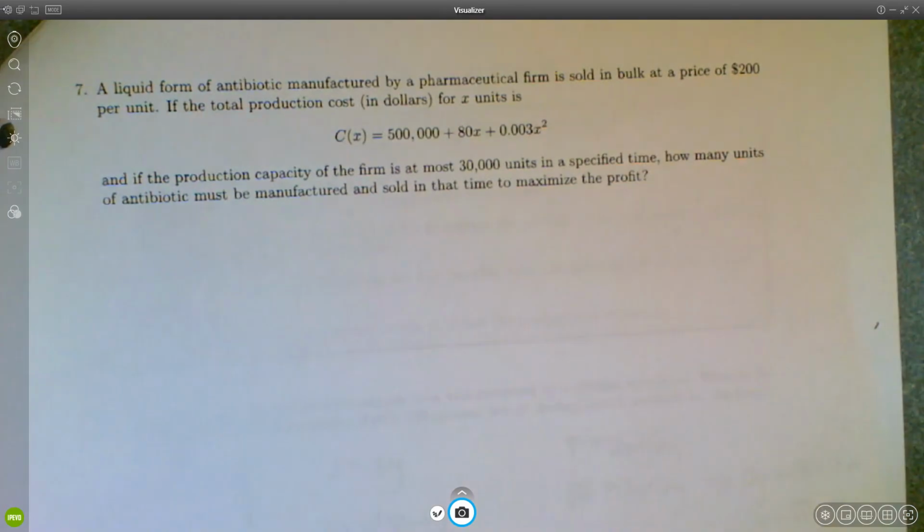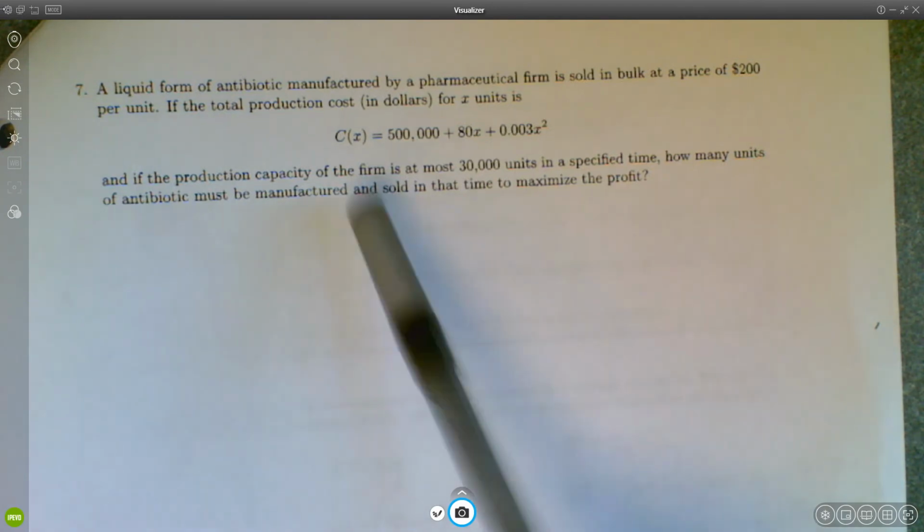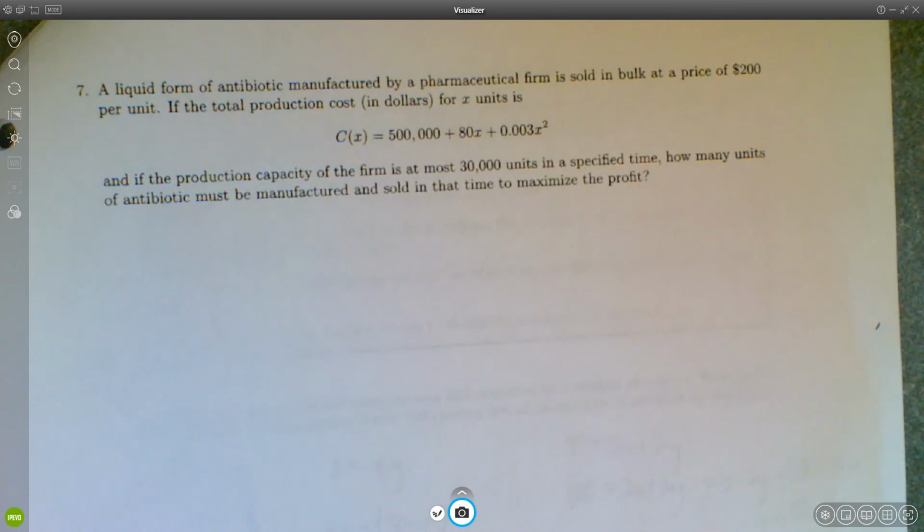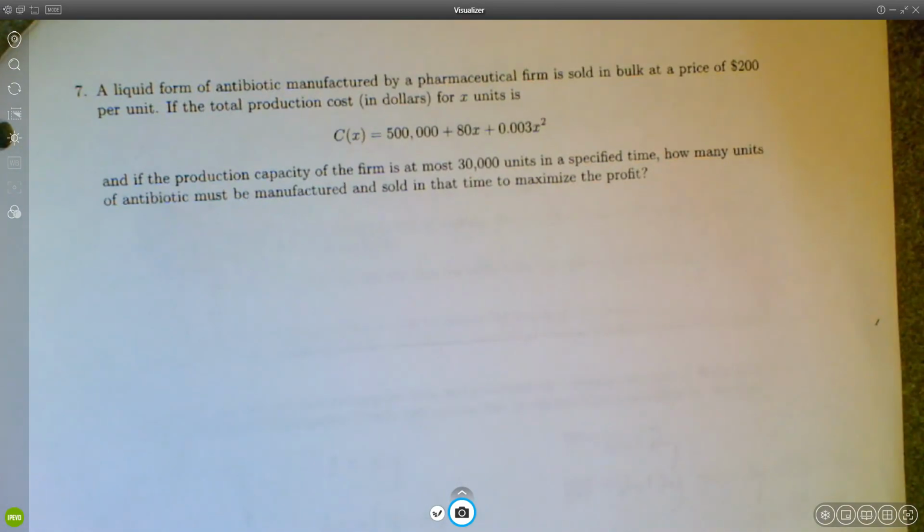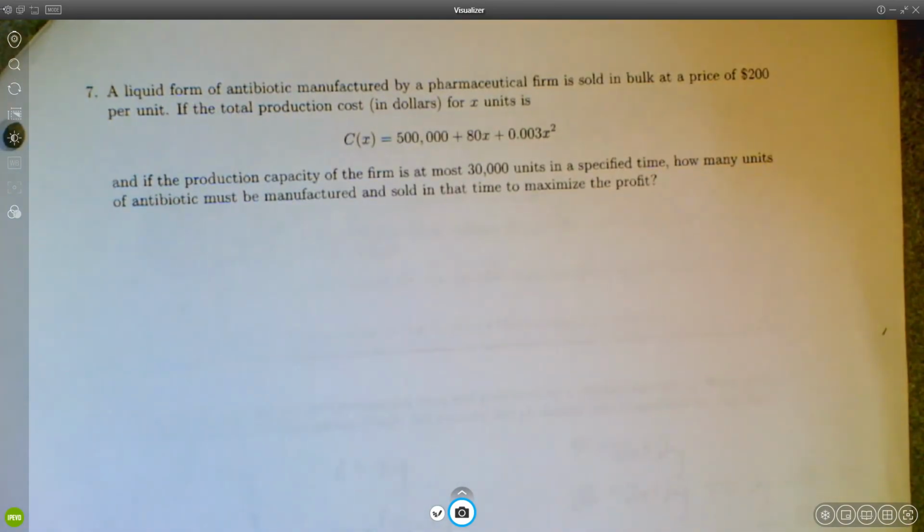This is a kind of a business thing or an economics thing, I guess. It says a liquid form of antibiotic manufactured by a pharmaceutical firm is sold in bulk at a price of $200 per unit. If the total production cost in dollars for X units is this, and if the production capacity of the firm is at most 30,000 units in a specified time, how many units of antibiotic must be manufactured and sold in that time to maximize the profit?